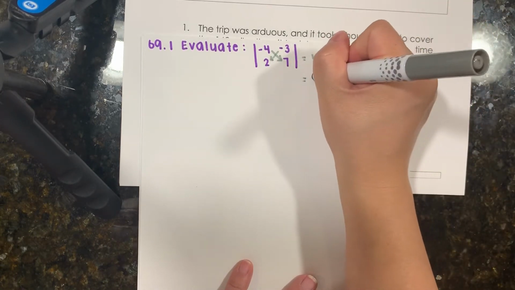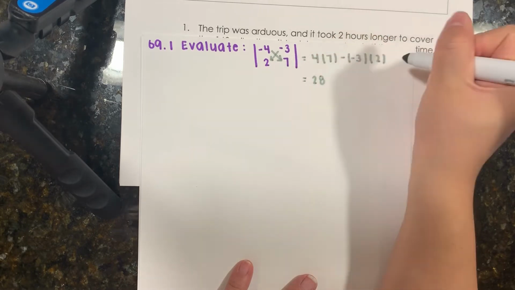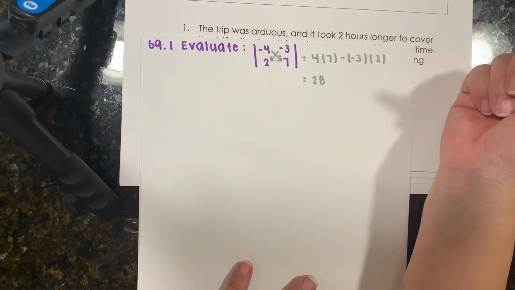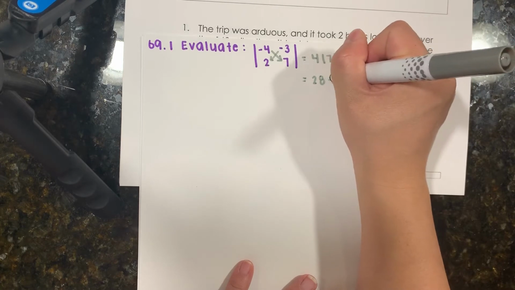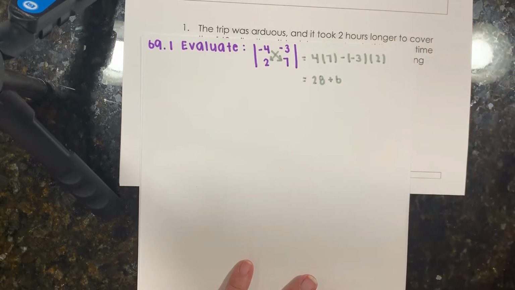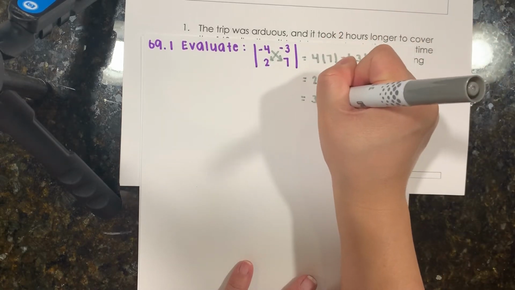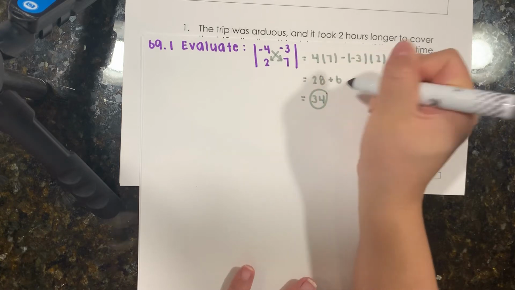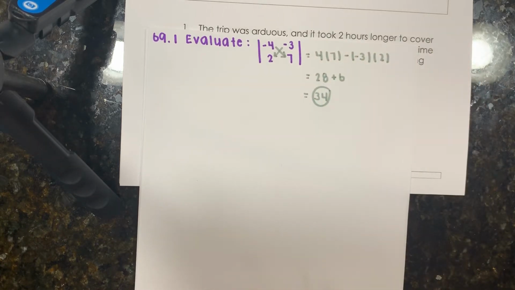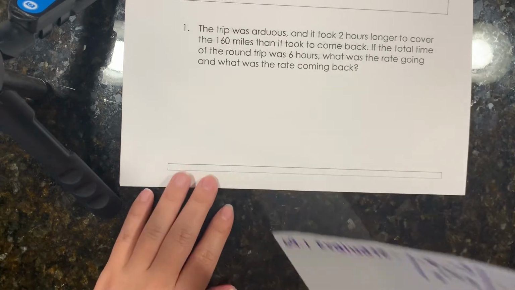So 4 times 7 is 28. Then I have -3 times 2 would be -6, but because of the minus sign, I'm going to make it a +6. So I have 28 plus 6, and I get 34 as my result. Okay, and that's how you're going to solve these matrices. So not too difficult, just kind of memorizing the process and then making sure you do that correctly.